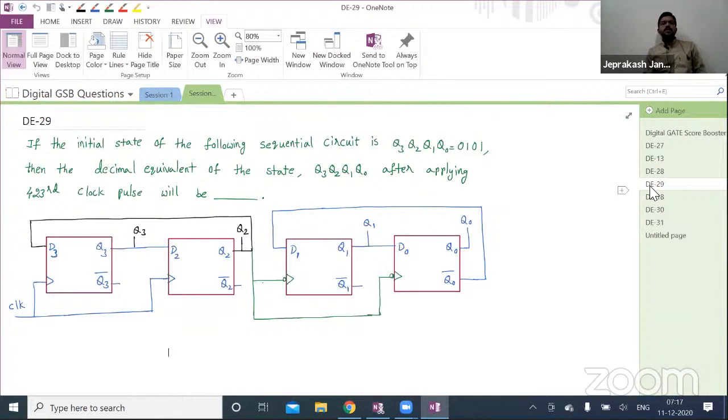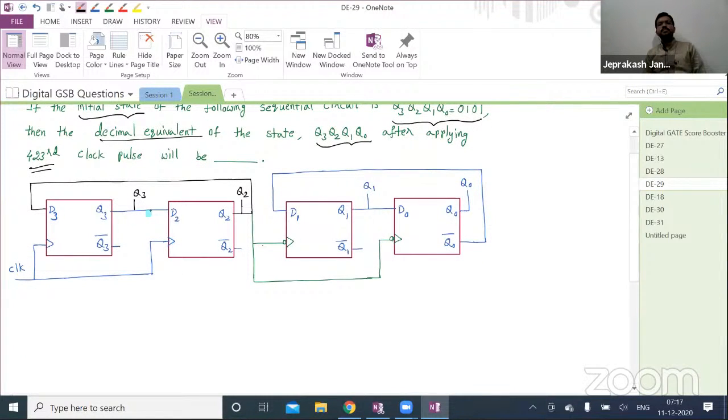Next question. If the initial state of the following sequential circuit is Q3, Q2, Q1, Q0 equal to 0, 1, 0, 1, then the decimal equivalent of the state Q3, Q2, Q1, Q0 after applying the 423rd clock pulse will be dash. Here he has given one circuit diagram and mentioned the initial state, and he is asking what state you will get after applying the 423rd clock pulse.